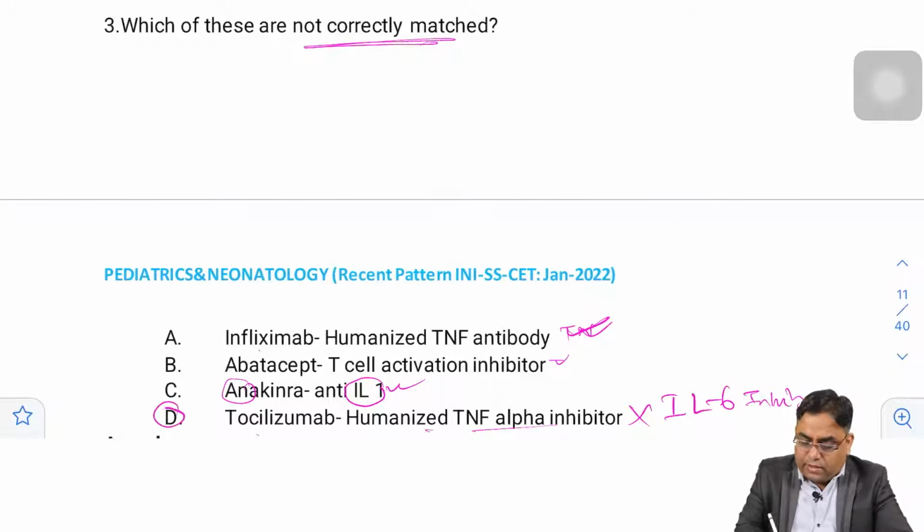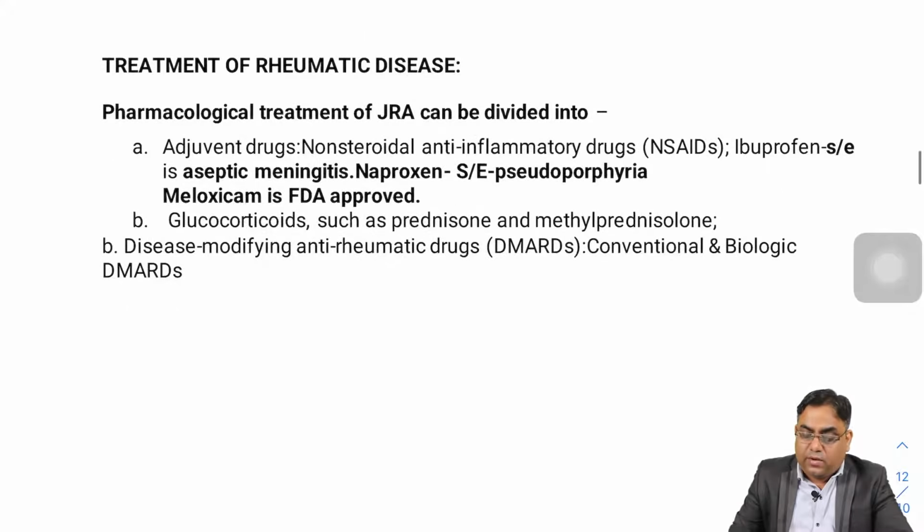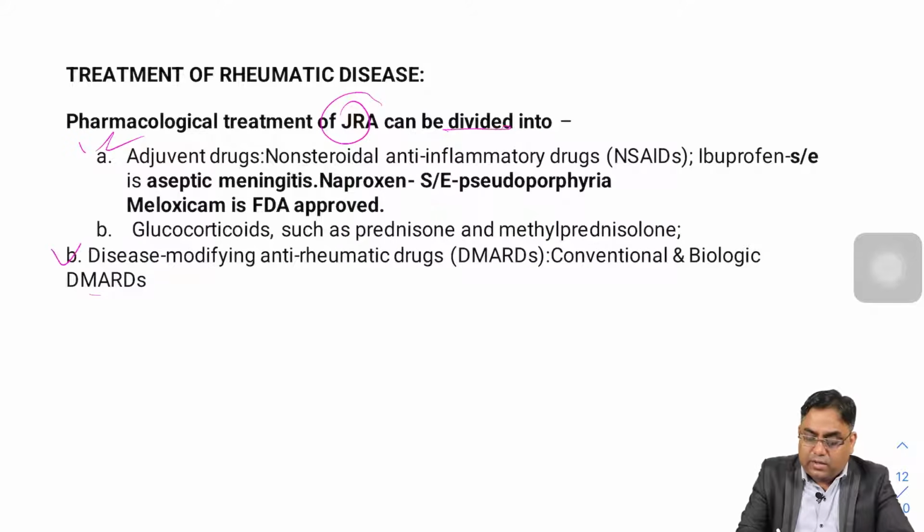So, the answer will be D. Okay. So, this is very, very important because many times the question is asked from this treatment of rheumatic disease. The pharmacological treatment of GRA can be divided into adjuvant drug and disease modifying drug. So, adjuvant and DMARDs. Adjuvant drugs are the NSAIDs and the glucocorticoids, and DMARDs are conventional and biological.